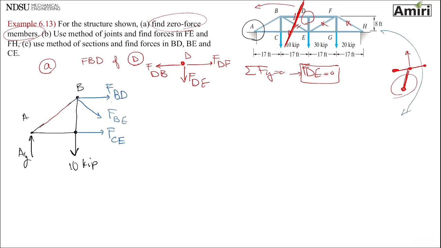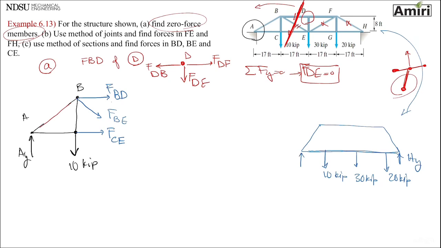What do I do? I draw a free body diagram of the entire truss, put active forces there: 10, 30, and 20 kip. I have an HY and AY. Let's write summation of moments about point H being zero. It will give us AY of 27.5 kip. All right, AY is 27.5. Now I have three unknowns.